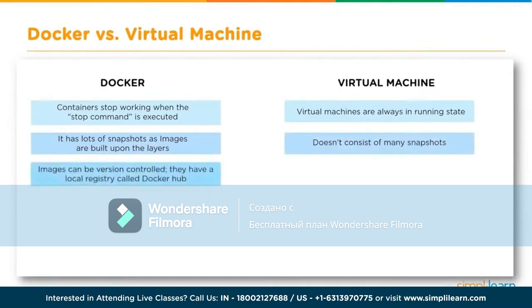In Docker, images can be version controlled just like Git. They have a registry called Docker Hub where users store and distribute container images. On the other hand, a virtual machine does not have a central hub. They are not version controlled.